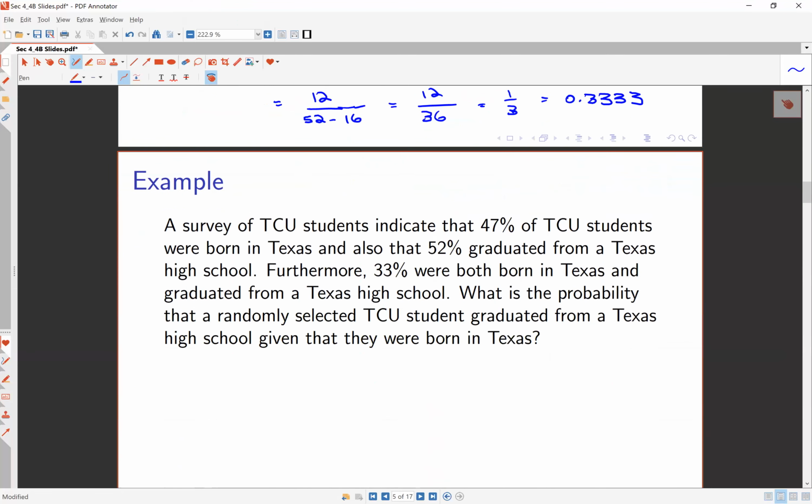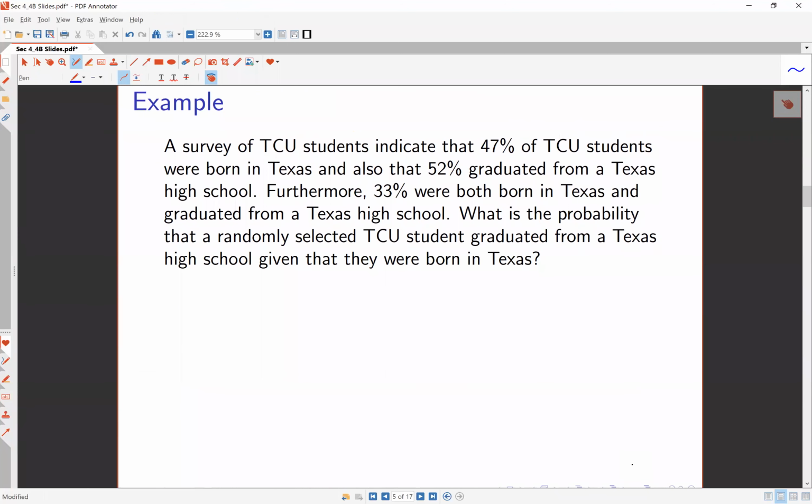Let's look at another example. TCU does a survey of their students. They find that 47% of TCU students were born in Texas. So the probability of a TCU student being born in Texas is 0.47.